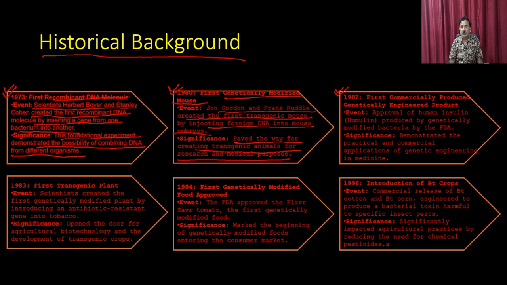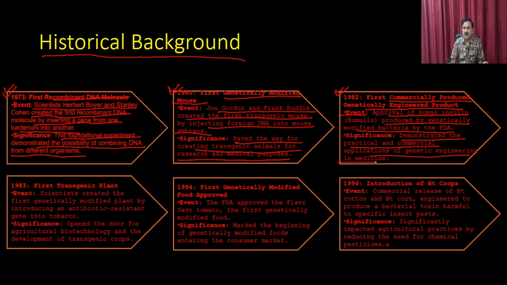Then in the year of 1982, the first genetically produced product came. So, approval of the human insulin produced by genetically modified bacteria by the FDA, and this was a very, very significant step, because it demonstrated the practical and commercial application of genetic engineering in medicines. Then in the year of 1983, the first transgenic plant was discovered.